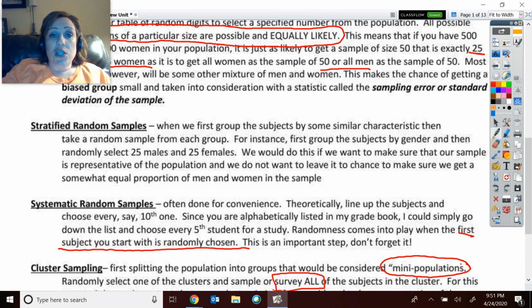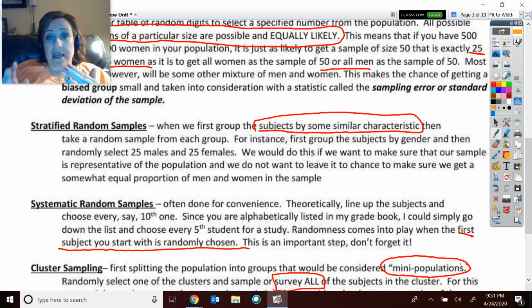So we first organized the subjects by a homogeneous trait, a similar subject. So each group is homogeneous. For example, we say I need to make sure that I get some men and some women because that's a trait that could affect the outcome. So I would say, okay, 500 men, 500 women, and I'm going to select 25 randomly from the men and 25 randomly from the women.